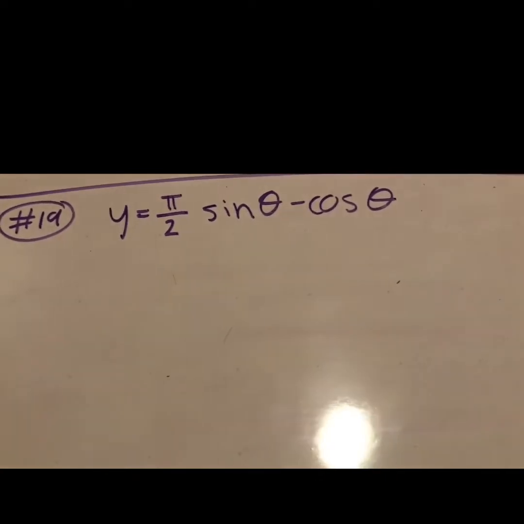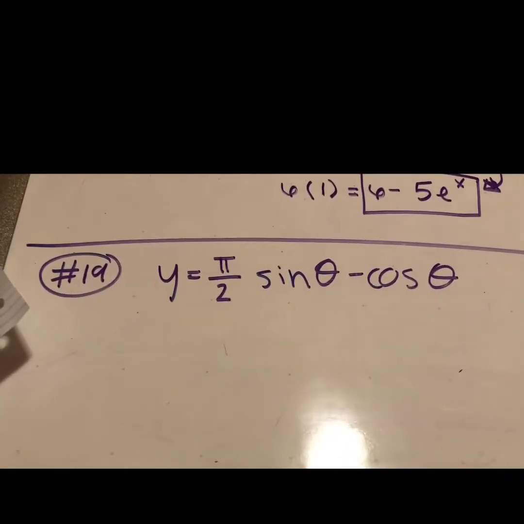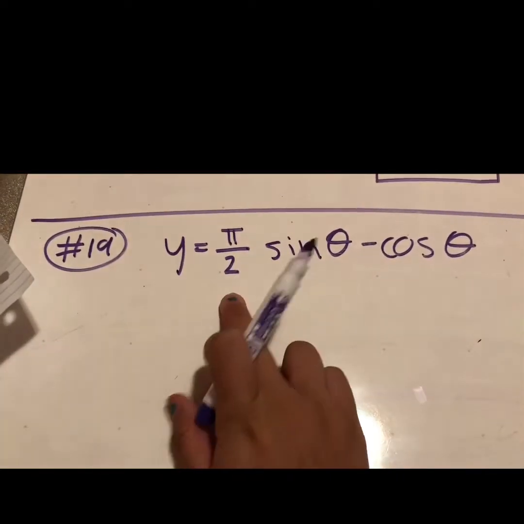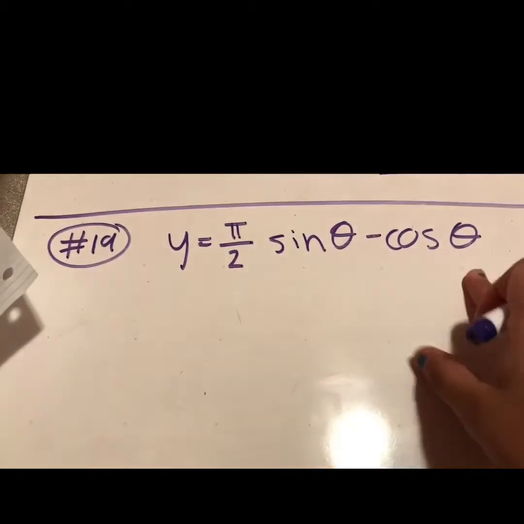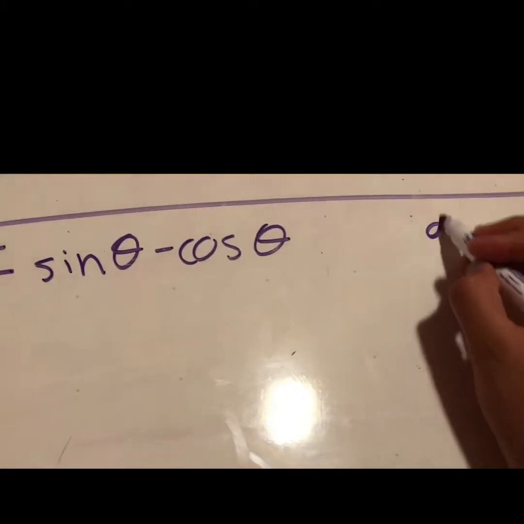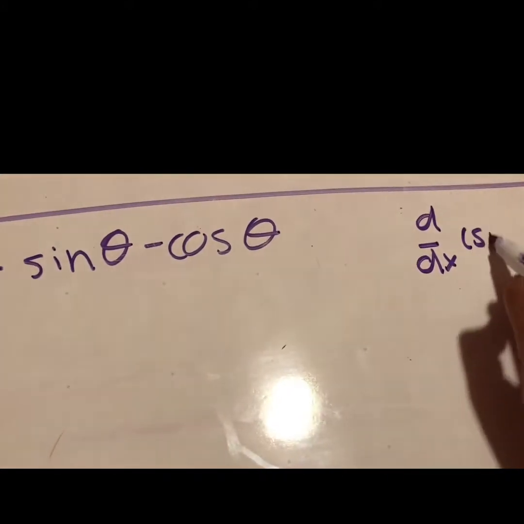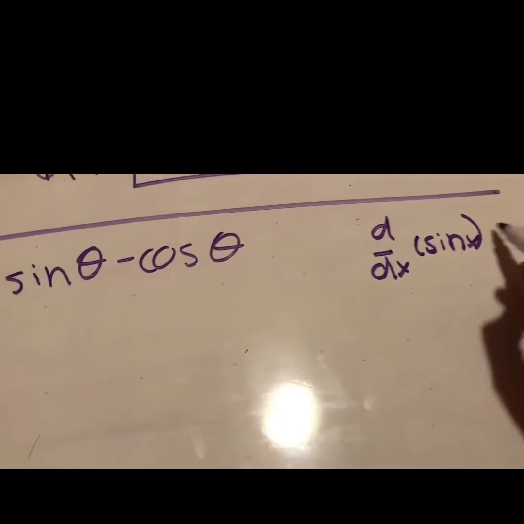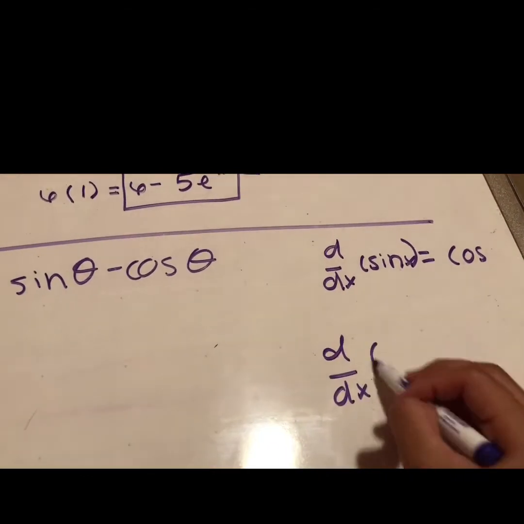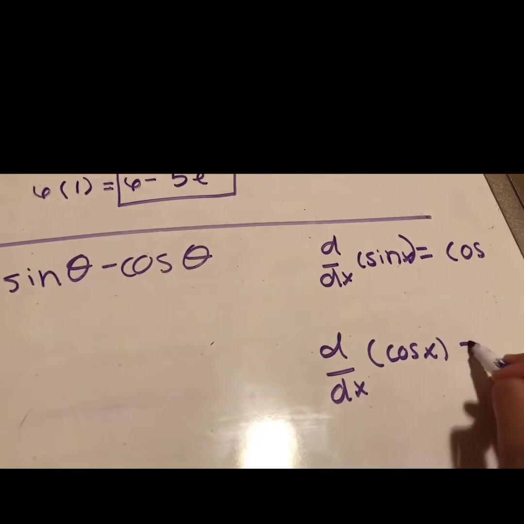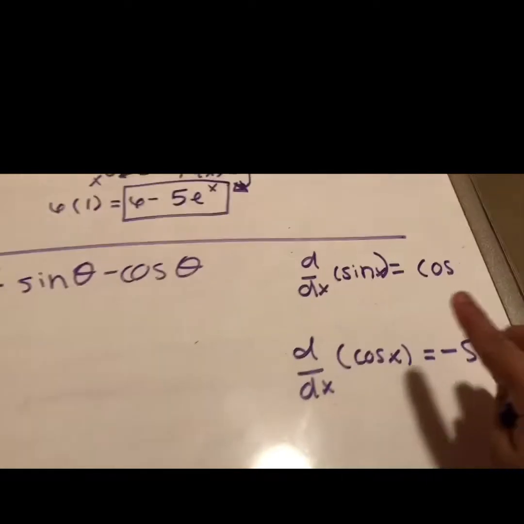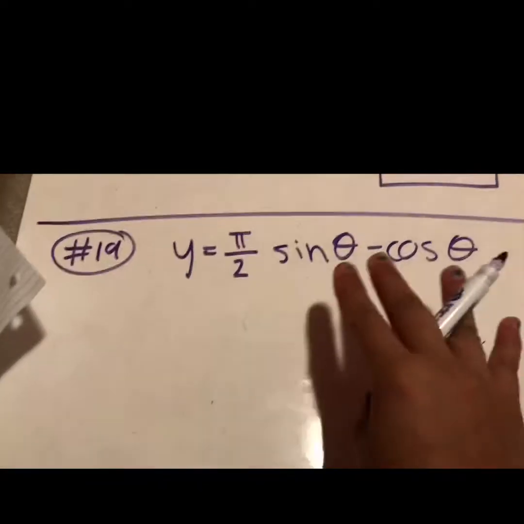We're going to have to do the derivative of sine and cosine. So our problem is y equals pi over 2 sine theta minus cosine theta. So our derivatives are: the derivative of sine is going to equal cosine, and the derivative of cosine is going to equal negative sine. So that's just something we have to memorize. Now knowing these two things, we can solve for this.